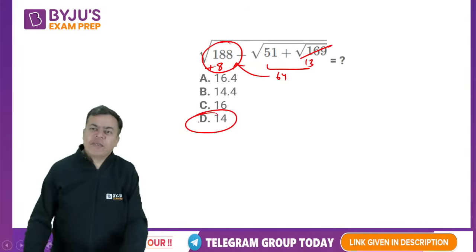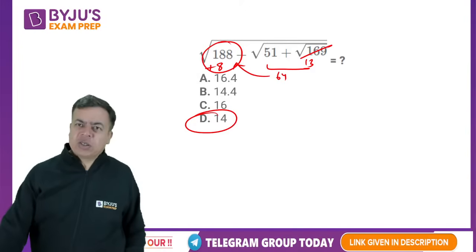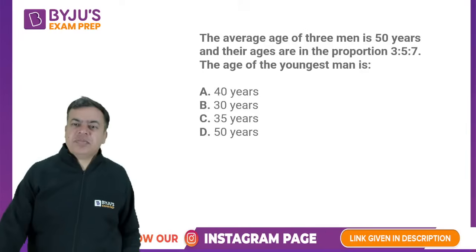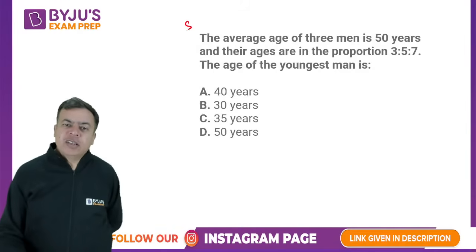Complete squares are given, right? So a very, very easy game. So it was a super easy question actually. So let's move to the next one. Again a super duper easy question, right?